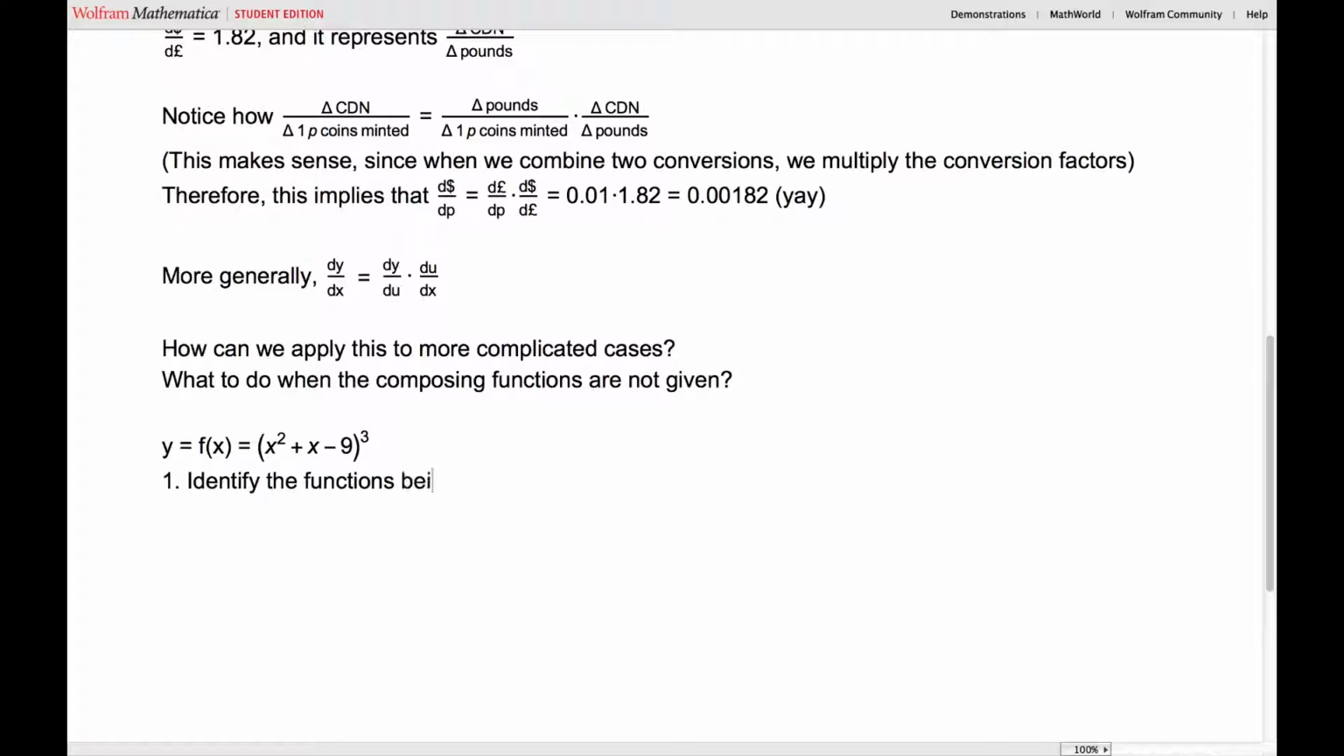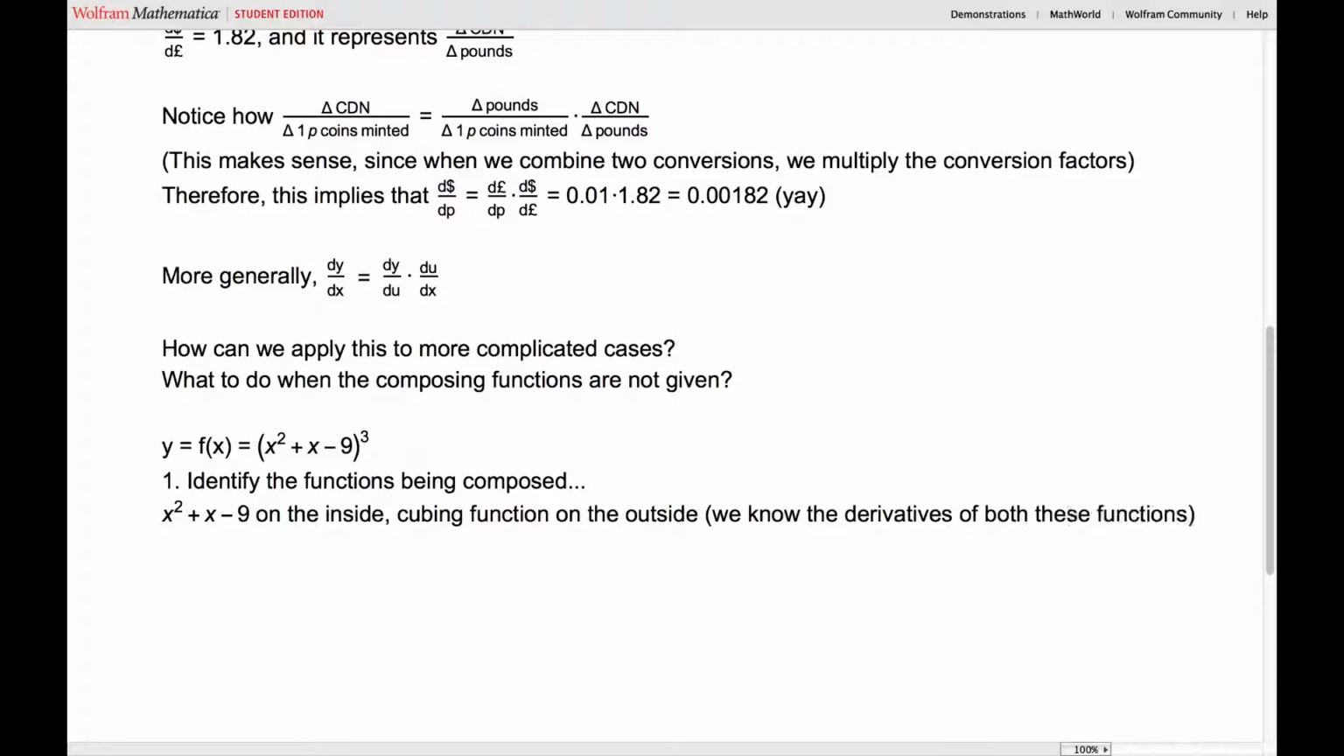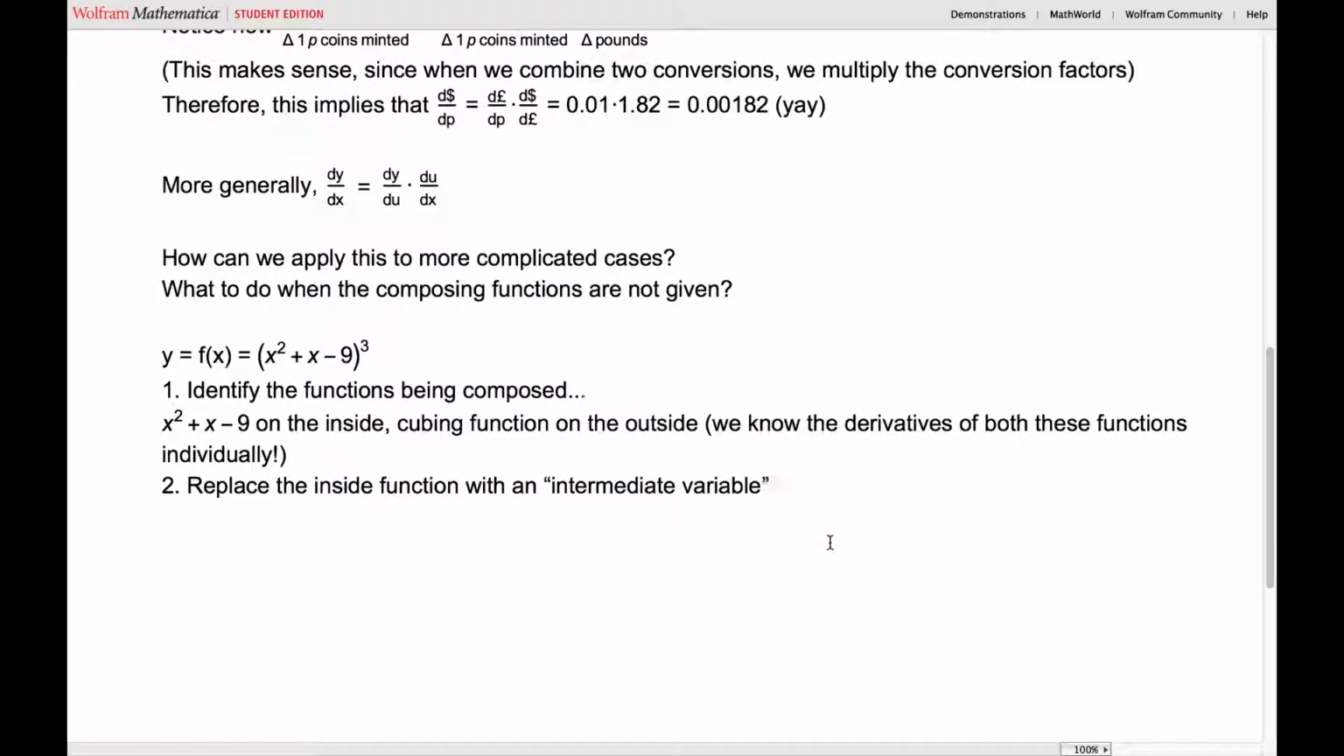Okay, so first identify the functions that are being composed. In this case, we have x squared plus x minus 9 on the inside, and we have a cubing function on the outside. What's very important here is that we can actually find the derivatives of both these functions using the rules that we already know, which are the power rule and the sum rule. And then we replace the inside function with an intermediate variable that we choose. In this case, we can put u. So we'll say that x squared plus x minus 9 is equal to u. Then we put that in and we get y equals u to the 3.